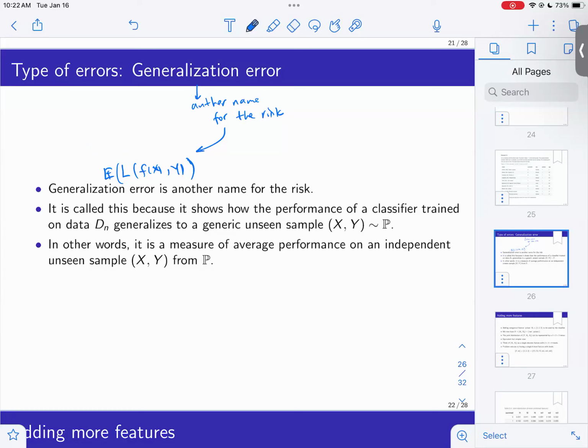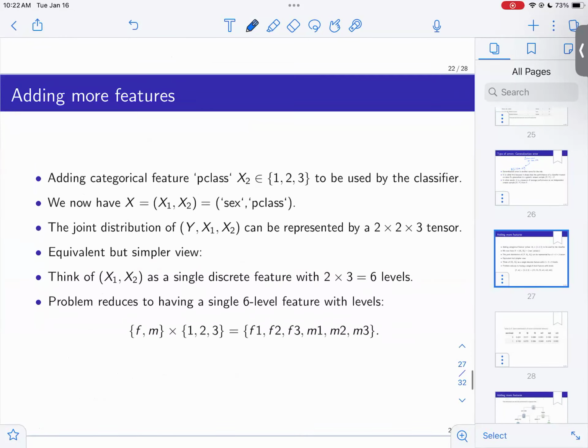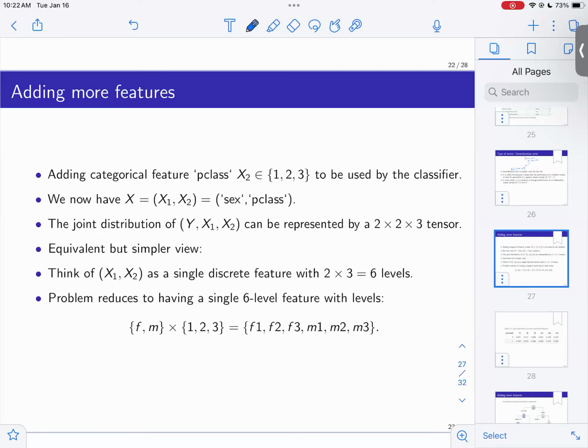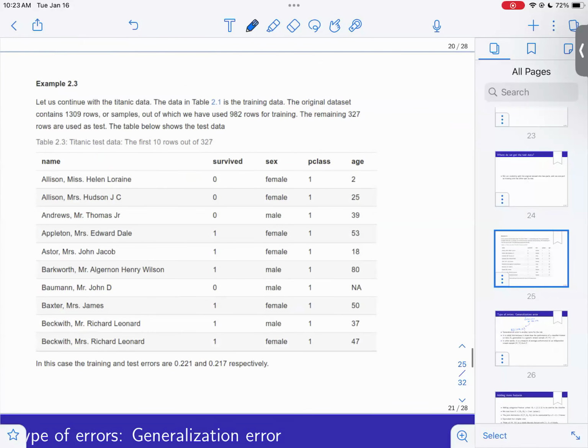This is the risk. Okay, generalization is not bad. Any questions? So now let's get back to the more features. I want to add more features, and I also mentioned this earlier. So let's say I want to add this P class.